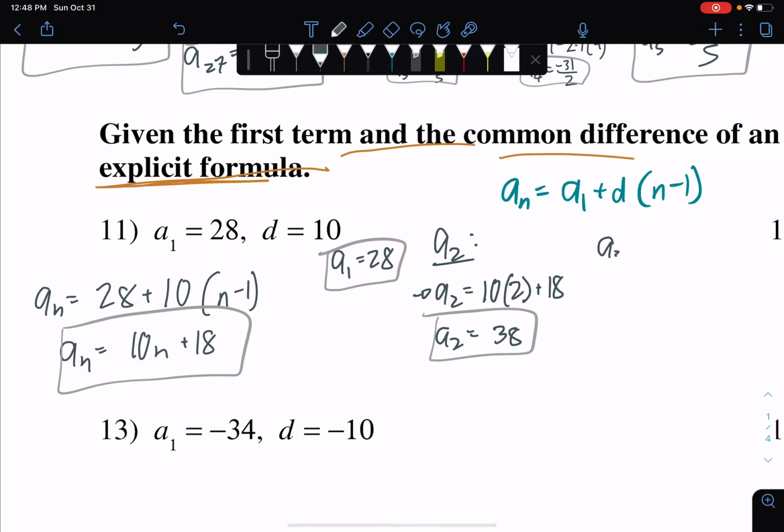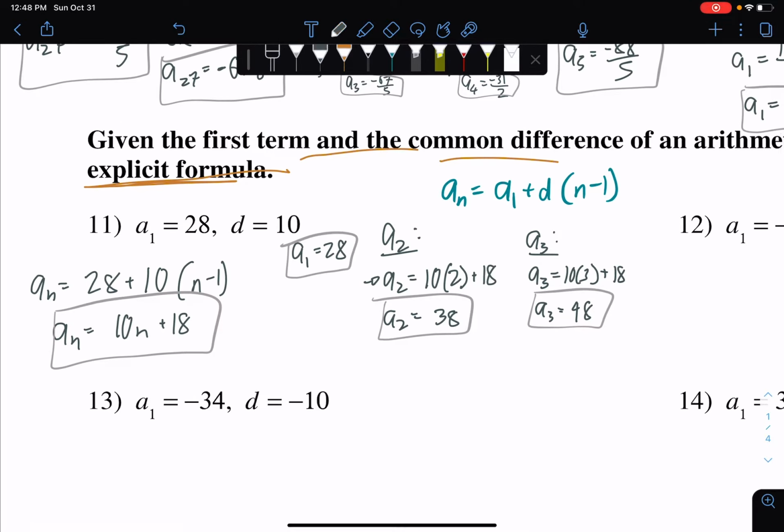For a sub 3, we use the same formula again. A sub 3 is equal to 10 times 2 plus 18. Oh wait, sorry, this is supposed to be 3. So 30 plus 18, 48. We could already derive from here that we know the common difference is 10. D is 10.